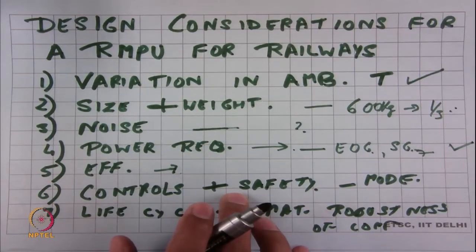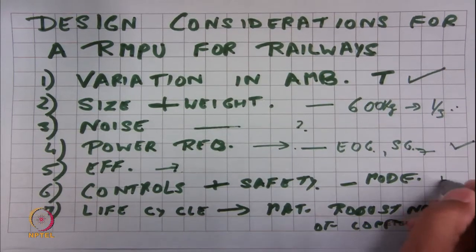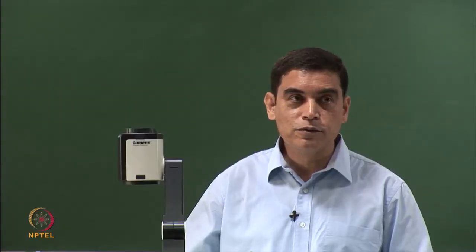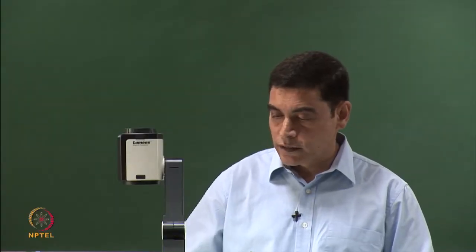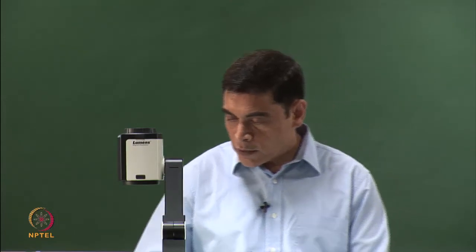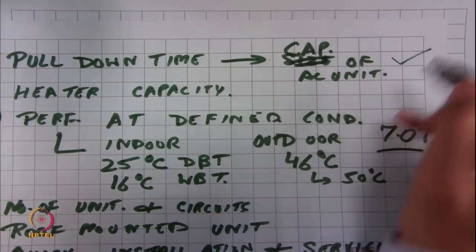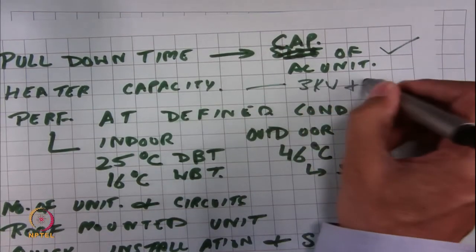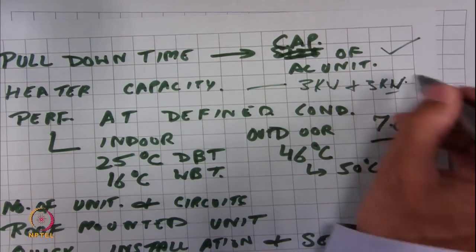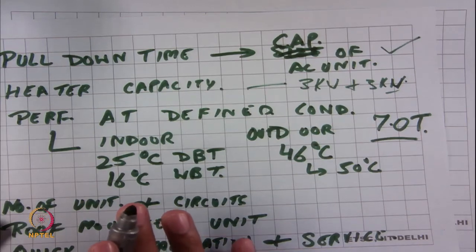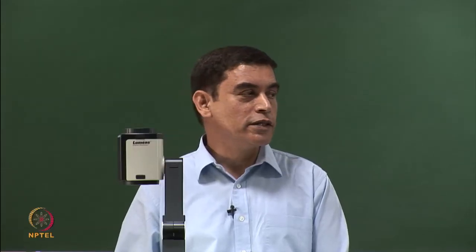Controls and safety I am going to touch on in a while, but this was addressed again. Life cycle, you have seen the number of things I have talked about, and maybe I missed a few small ones, but this was also addressed. And the fact that now it has survived more than a decade, no problem there. Pull down capacity, we never had any issues on this. Heater capacity 3 kilowatt per side, so 3 kilowatt plus 3 kilowatt was what was used by railways earlier, and based on field experience, no one really has complained about it. So this was not something investigated in great detail.